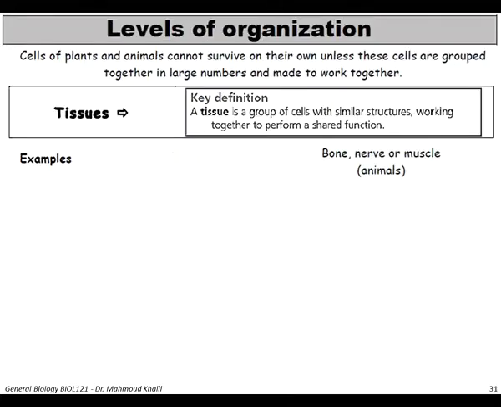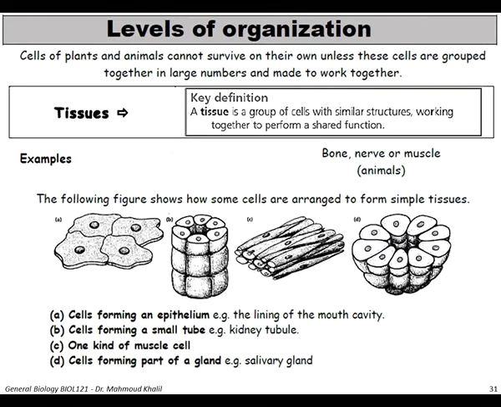Continuing after cells, you have tissue. Tissue is a group of cells with similar structure, working together to perform a shared function. Examples of that are bone, nerve, or muscle tissue. You can see that cells can form an epithelium, like the lining of the mouth cavity. Cells can form a tube, like the kidney tubes. And cells can form a gland, like a salivary gland. So here the cells combine together to form a tissue.